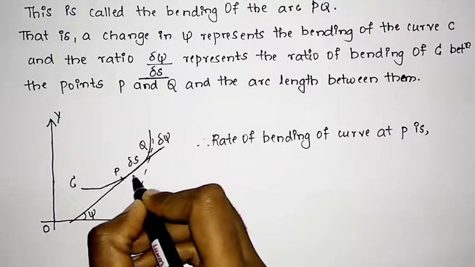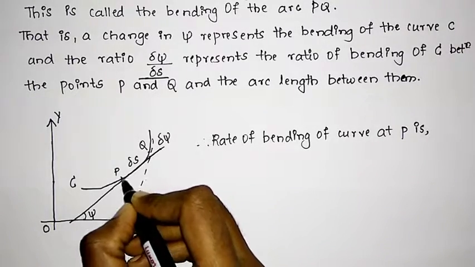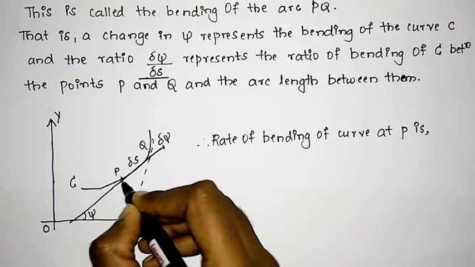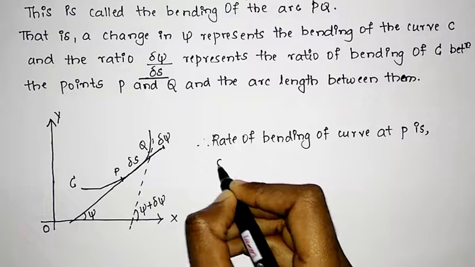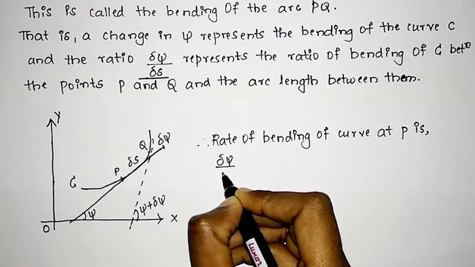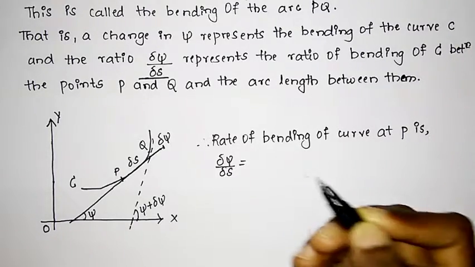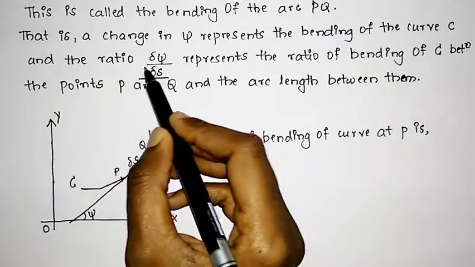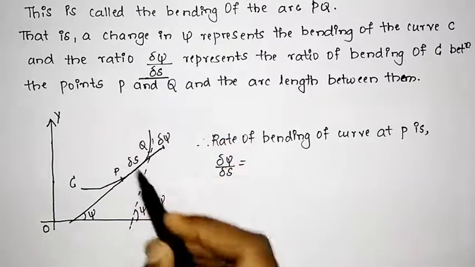Therefore, we need to find the rate of bending of the curve at point P. So we need to consider the two distances, delta phi and delta S. Therefore, it will be delta phi divided by delta S, and then we need to apply the limit. Earlier we found the ratio, so that only we have written.